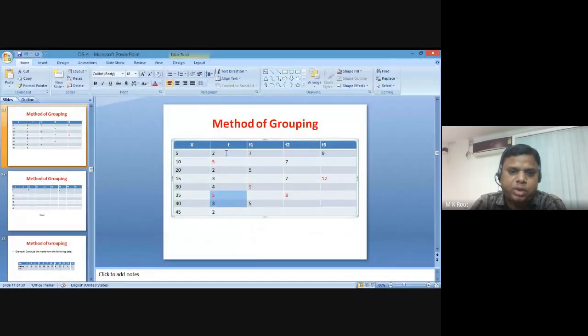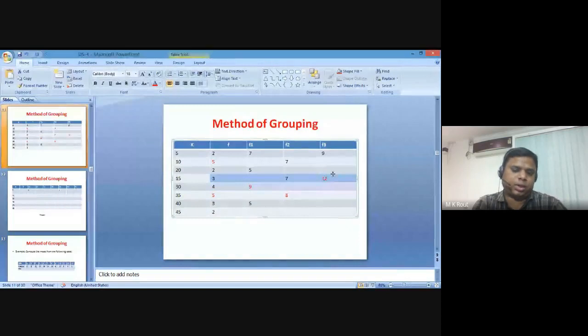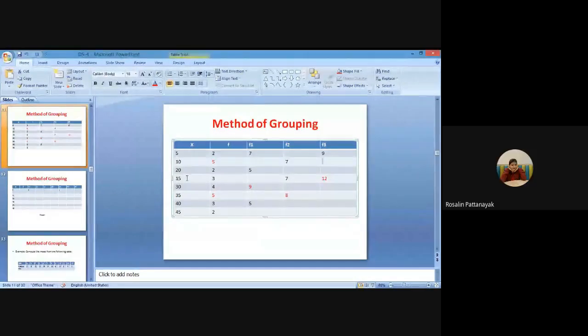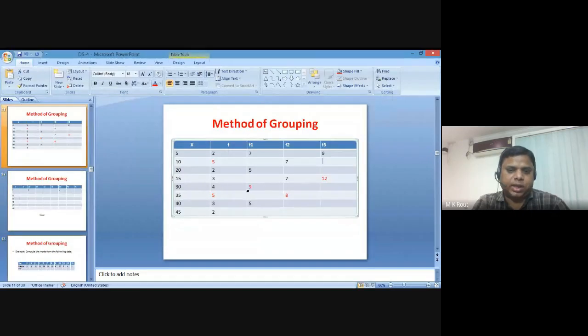Similarly, we proceed for the next one, the third grouping of three: 2 plus 5 plus 2, that equals 9. Similarly, the next one, 3 plus 4 plus 5, that equals 12. Clear? So from the F3 column, we find that the highest frequency grouping belongs to 15. Is it clear? Yes, sir. Okay. So let's mention all the things.